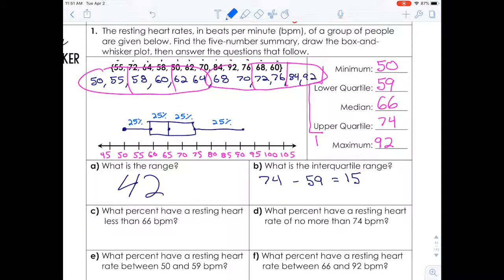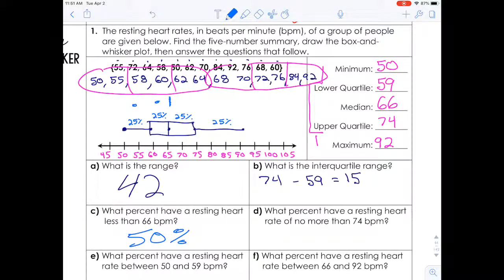So when it says what percent of a resting heart rate of below 66, well, 66 is right here, right? So what percent is below 66? Well, it would be this 25%, and that's 25%. So 25% plus 25% is 50%.